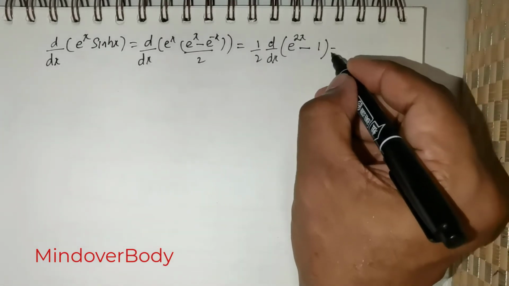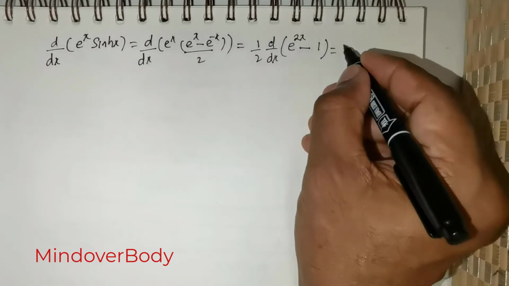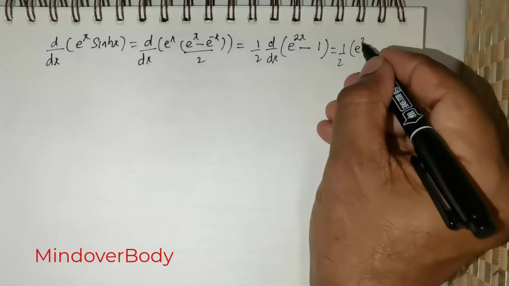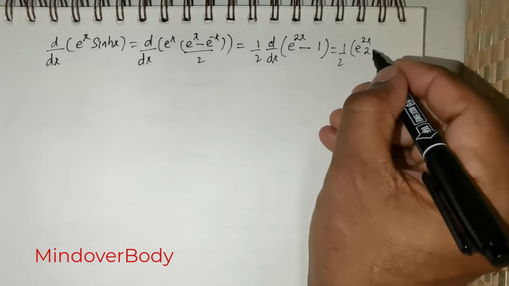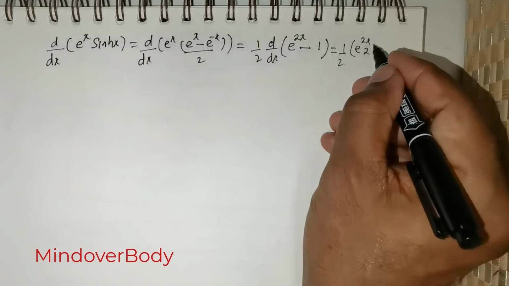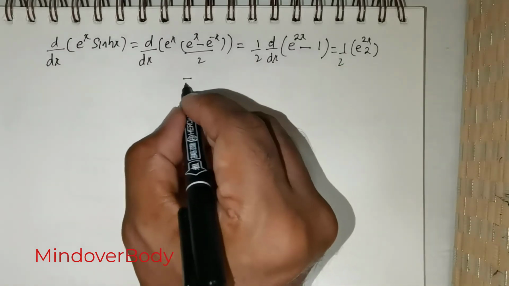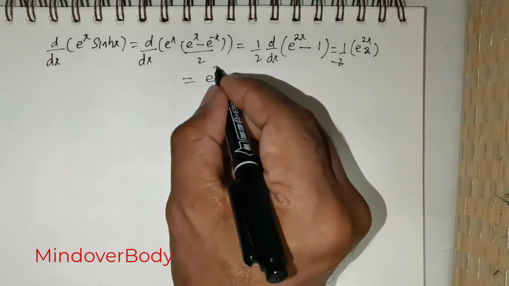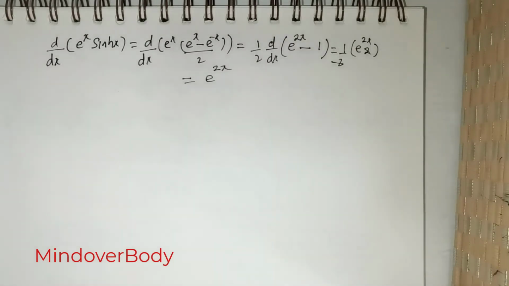So if I were to differentiate this, I would be getting 1 over 2 times the differential of e raised to the power of 2x, which is e raised to the power of 2x times 2. Differential of 1 is going to give me 0. Of course there is a negative sign, we don't have to be worried about that. So 2 and 2 get cancelled, giving me e raised to the power of 2x. So this is what we have got.